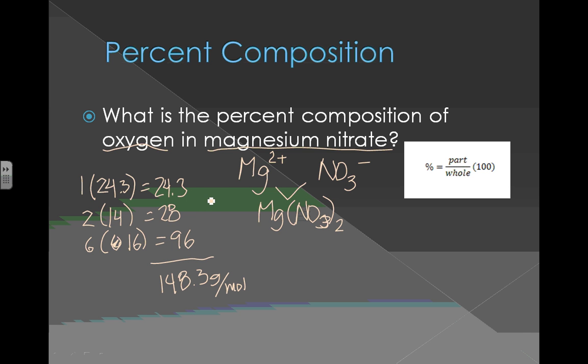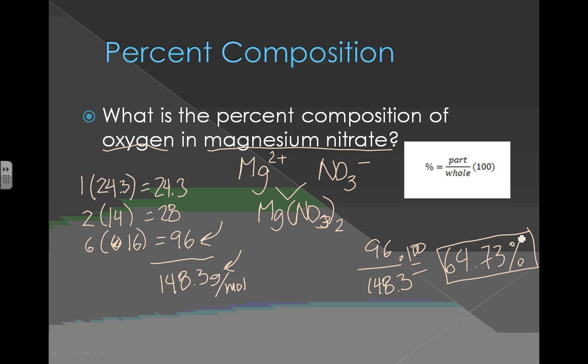So here, we're looking for oxygen. That's our part, and this is our whole. So we're going to do 96 divided by 148.3 times 100. I always forget that for some reason. It is going to equal approximately 64.73%. So that's the percent composition of oxygen in magnesium nitrate.